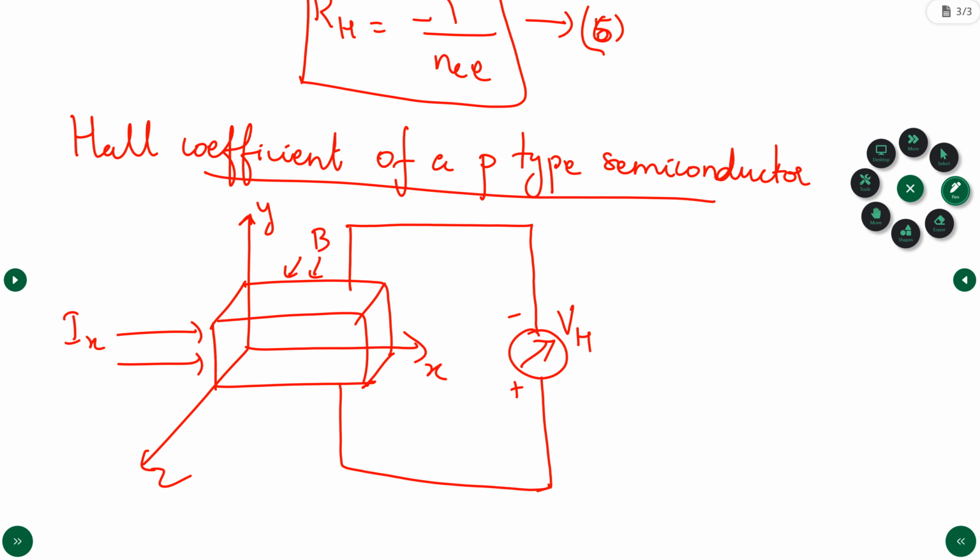Similar to that, here instead of electrons, we have holes. So here also, due to the magnetic field, these holes bend down and come to the bottom face. So if this is face 1 and this is face 2, a potential difference will be generated and that is called the Hall voltage, and the field is called the Hall field.